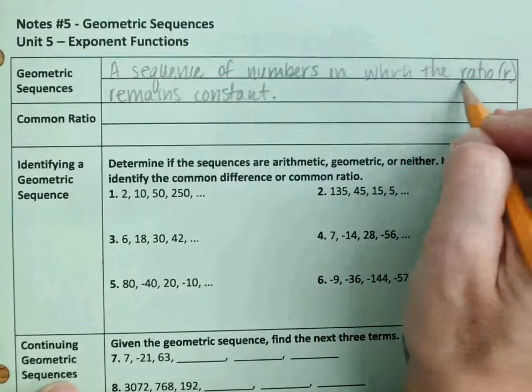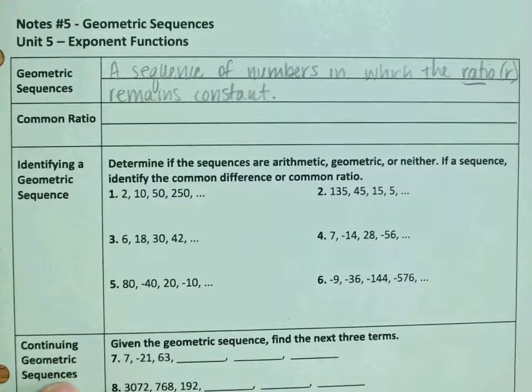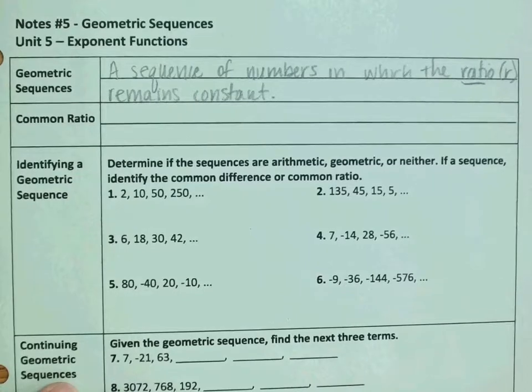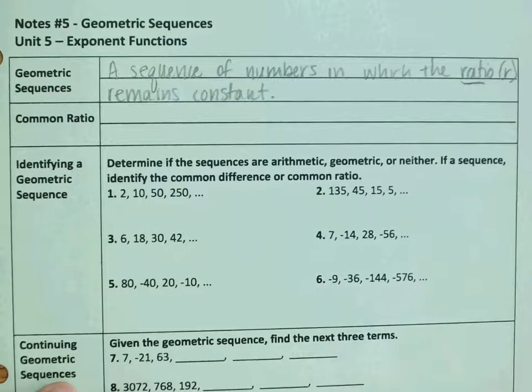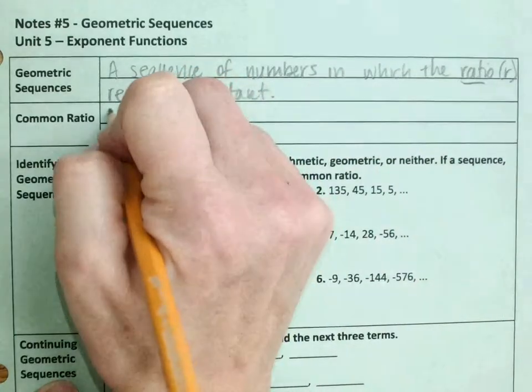A quick reminder about the word ratio. Ratio is another word for fraction. And to find that, we would divide the top by the bottom. So the common ratio, though, we're going to find that by dividing each term by its previous term.